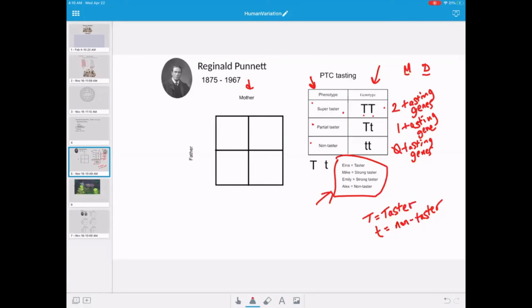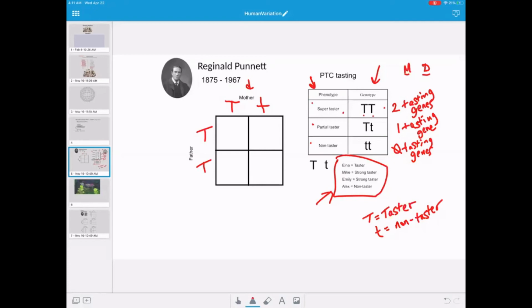Now me, again, my eyes don't water. And so I'm the mom in this case. And so I'm going to call myself a partial taster. And I'm going to say that I definitely can taste it, but I can't taste it too well. So I have one non-tasting gene from one of my parents and one tasting gene from one of my parents. Now my husband, on the other hand, he said it was pretty strong. For him to grimace, it's quite an intense reaction. And so I'm going to call him a strong taster.